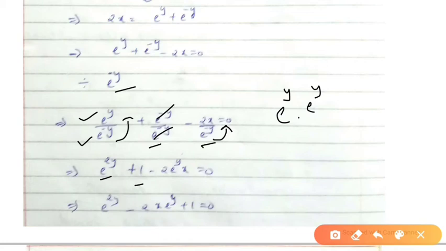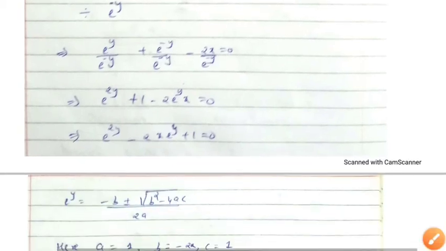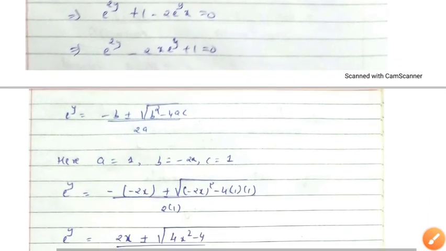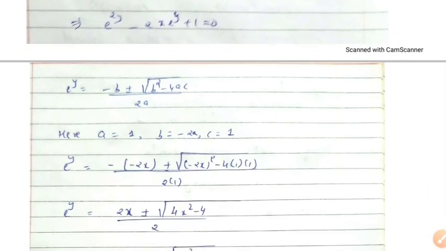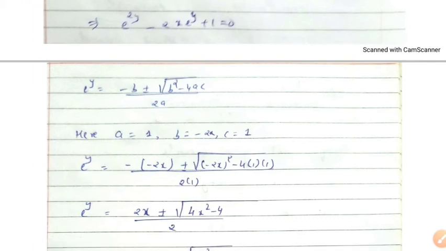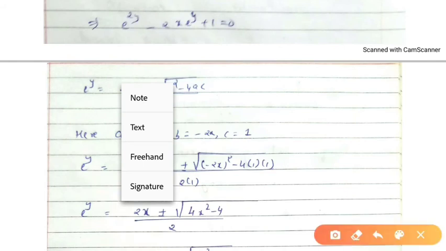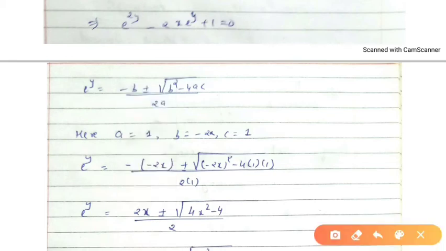Now again I have just rewritten this equation. Now as we have done for sinh inverse x, we will use the formula of discriminant. Okay, so this is the equation: e raised to 2y minus 2x e raised to y plus 1.